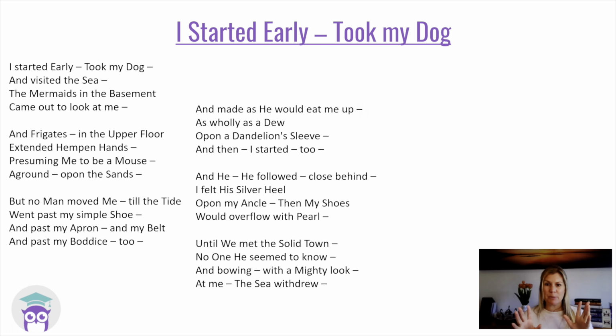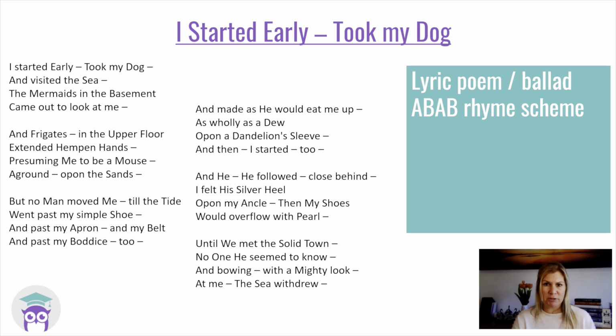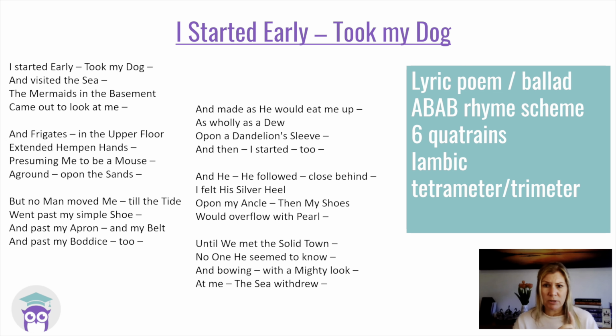I started early, took my dog, fourth poem. Oh, this one's amazing. So it's a lyric poem, or you could call it a ballad. Both are about the fact that the poem sounds quite song-like. This is created through its rhythm and rhyme. So we've got an AB rhyme scheme the whole way through. There are 6 quatrains, and it shifts between iambic tetrameter and iambic trimeter.